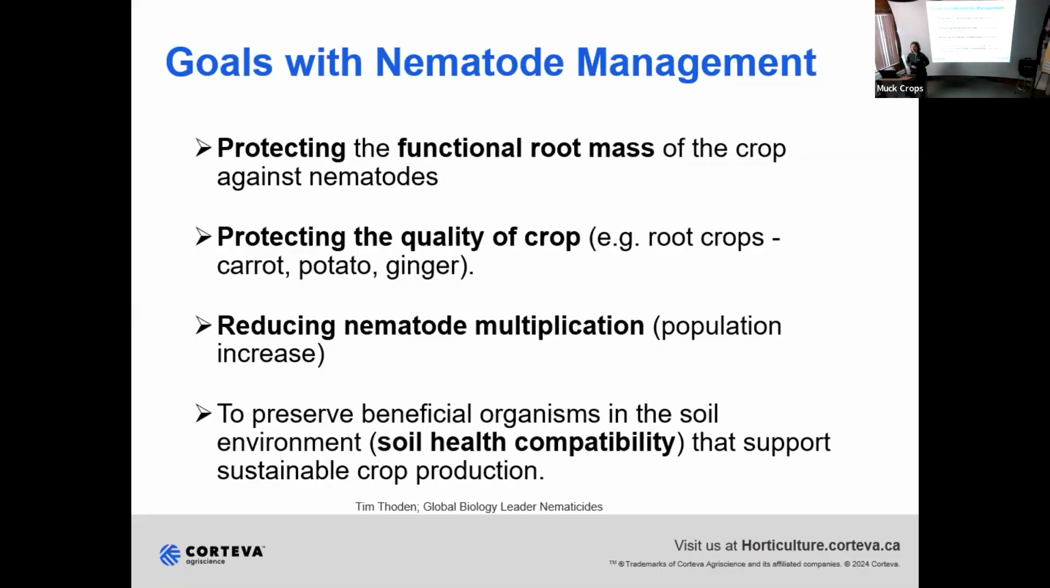So goals with nematode management plans. If you have nematodes on your farm, our goals for a management plan: we want to protect that functional root mass. We want to make sure we're protecting the quality of the crop. We want to reduce nematode multiplication. And in general, we want to preserve our beneficial organisms in the soil. As I said before, plant parasitic nematodes are only part of the soil food web. And we have problems when that food web becomes unbalanced. So we want to be preserving all the other organisms within that soil profile.